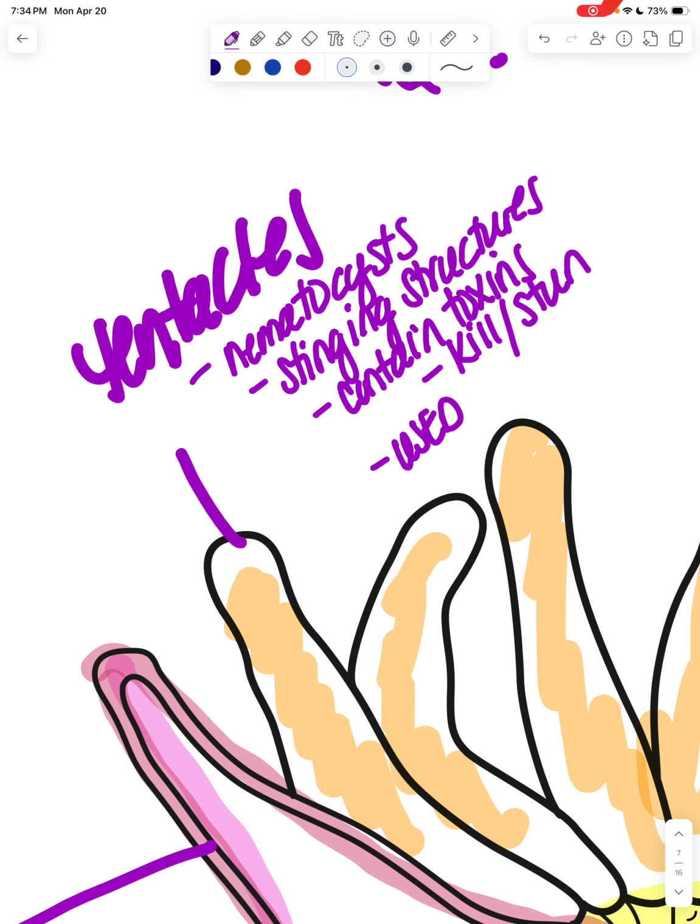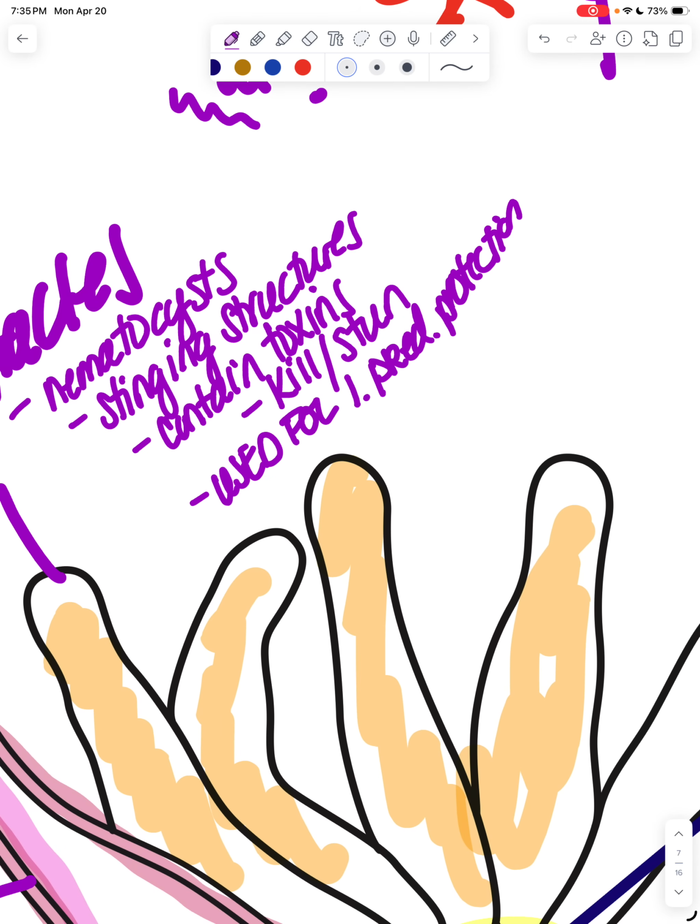And this is used for two things. It's used for one, predator protection. So it's like a weapon, right? But it's also used for feeding, so to capture prey.